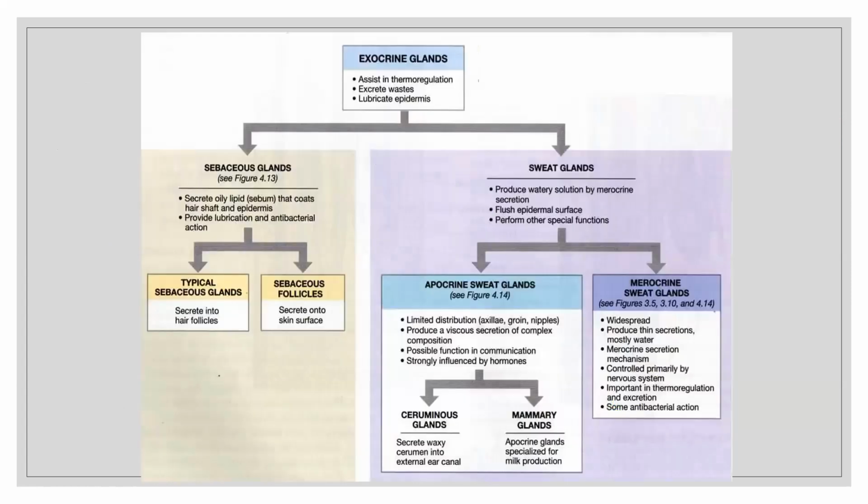And then we go to exocrine glands. This is thermoregulation. They excrete waste through the epidermis. We have two types of glands, exocrine glands.